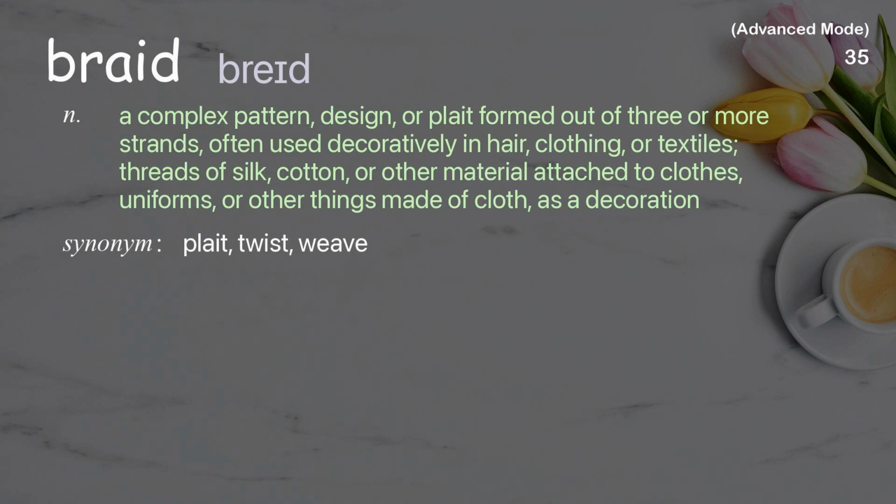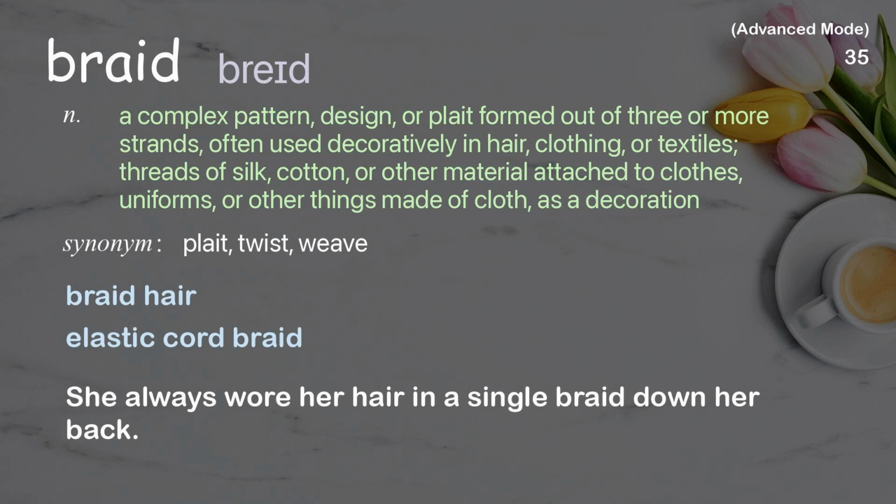Braid. A complex pattern, design, or plait formed out of 3 or more strands, often used decoratively in hair, clothing, or textiles. Threads of silk, cotton, or other material attached to clothes, uniforms, or other things made of cloth, as a decoration. Examples: Braid hair. Elastic cord braid. She always wore her hair in a single braid down her back.